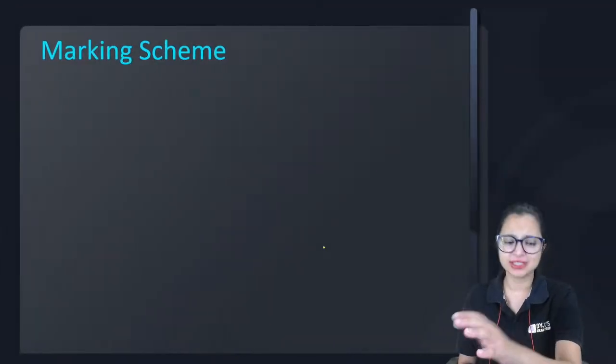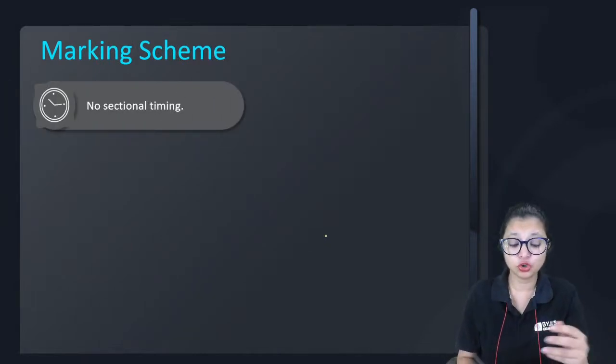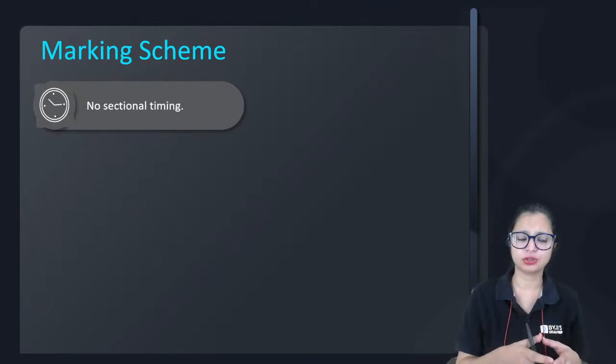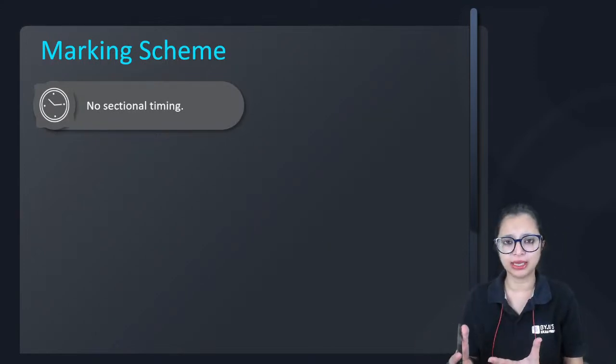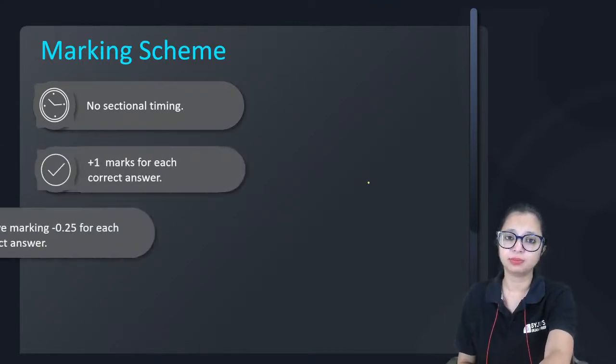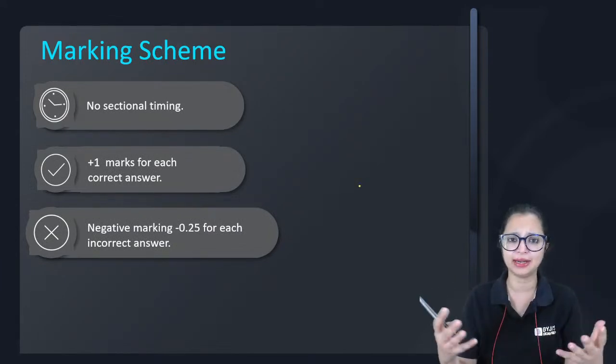And you obviously did not have any sectional timing cutoff. So you could switch between one section to the other. You could pick up one section, leave it in between, do something else, come back to that section. There was no sectional timing. Plus 1 for every correct, minus 0.25 for every incorrect. The usual pattern CLAT follows.